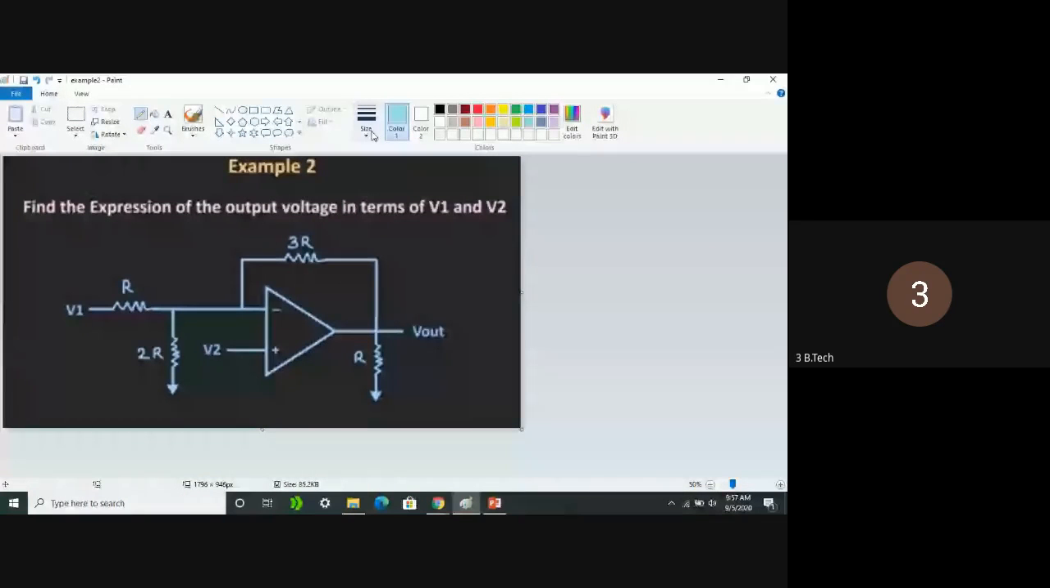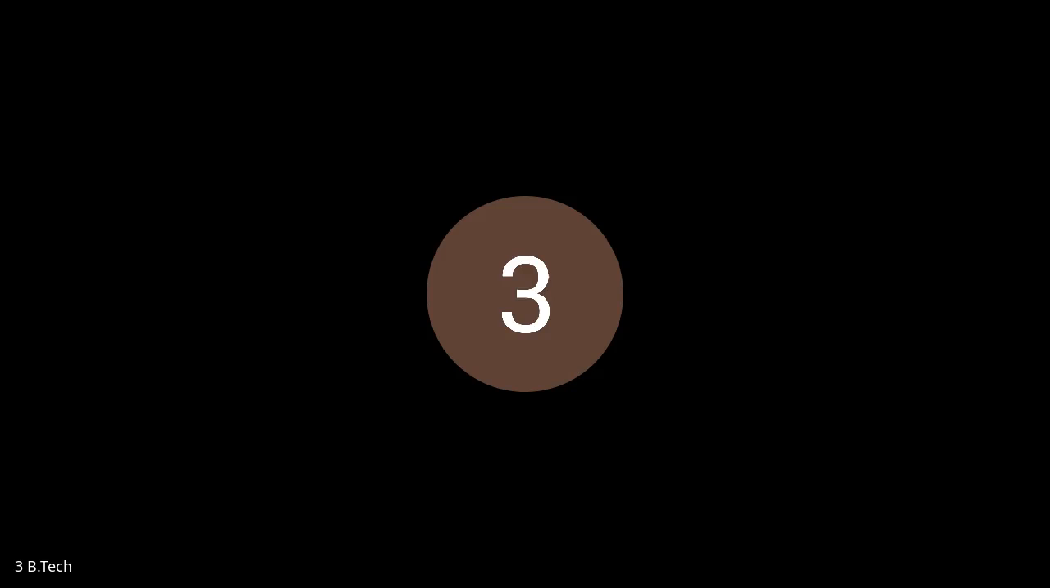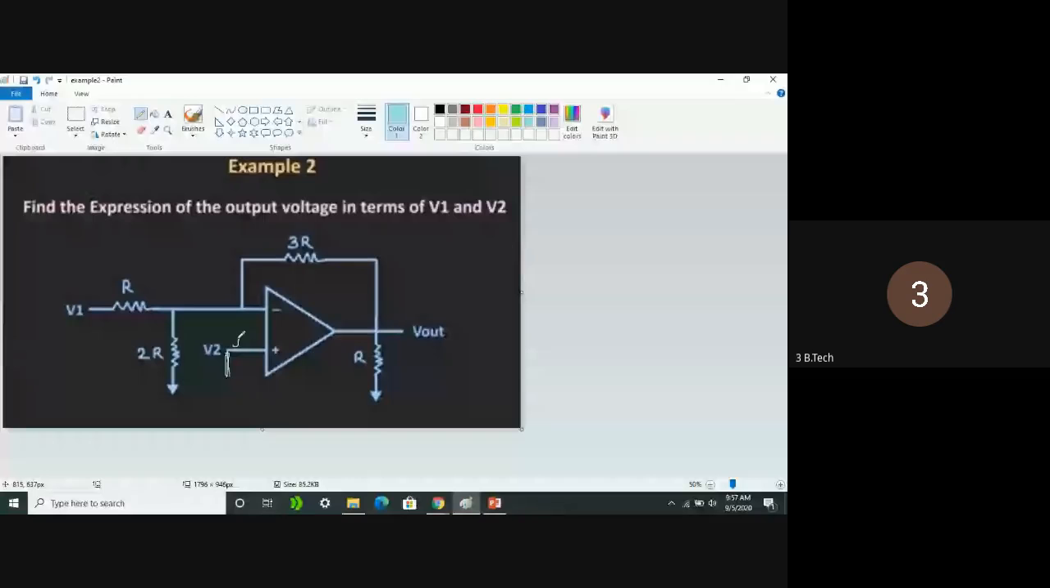Let the non-inverting terminal be grounded. After that, only V1 is acting, at the inverting terminal. Now tell me, if this is grounded, so 0 volt will be here. If 0 volt is here, here also 0 volt will be here.